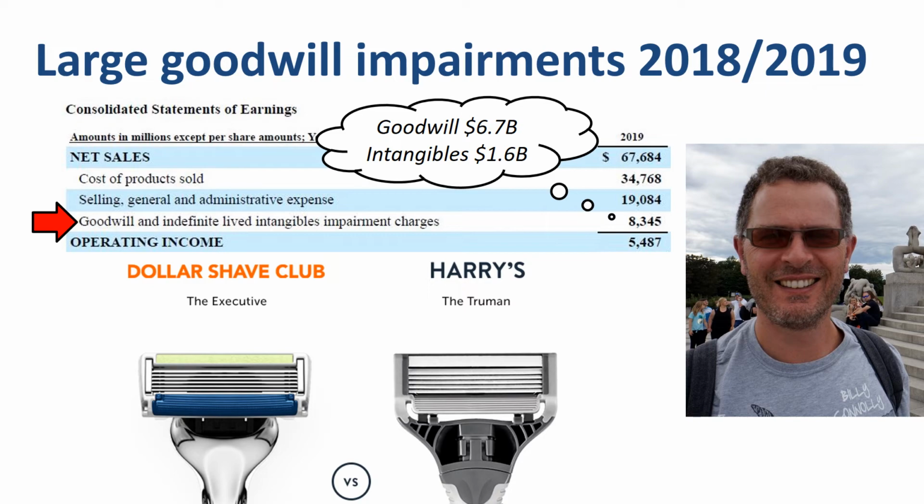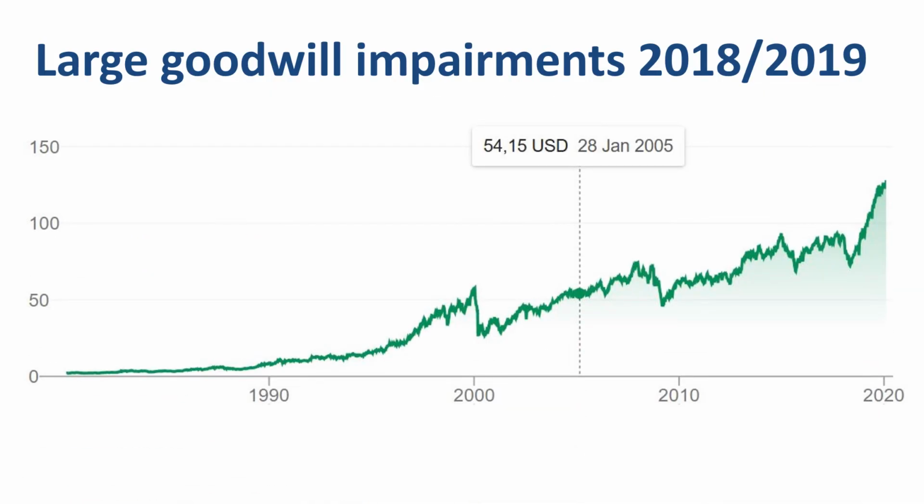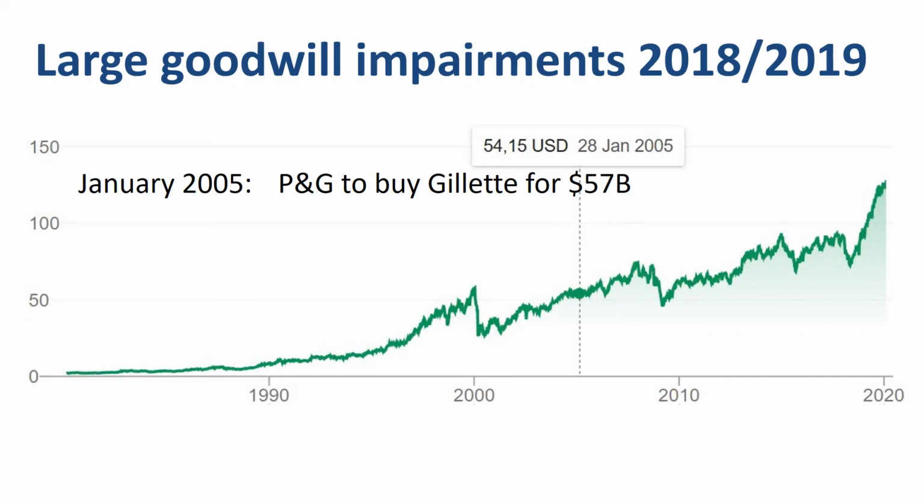However, according to P&G, grooming continues to be a very attractive business, despite the impairment now recorded. Let's zoom out to the bigger picture. P&G has done very well over the years, if you measure the overall performance by the share price. Procter & Gamble announced a $57 billion Gillette deal in January 2005, when P&G's share price was around $54. The acquisition closed in October 2005.